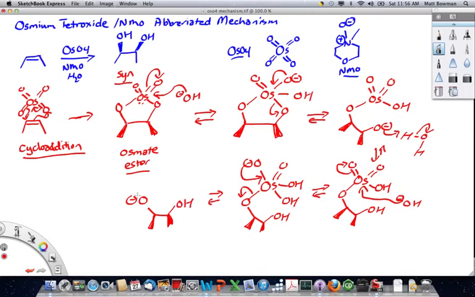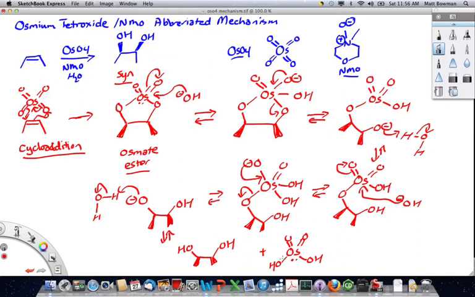And this molecule steals a proton from water. And you end up with your product plus this osmium that's a reduced form of osmium.